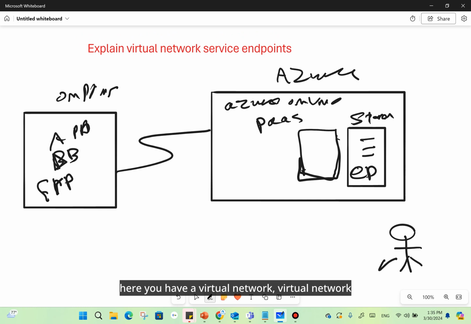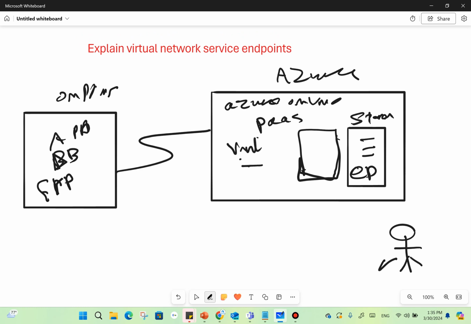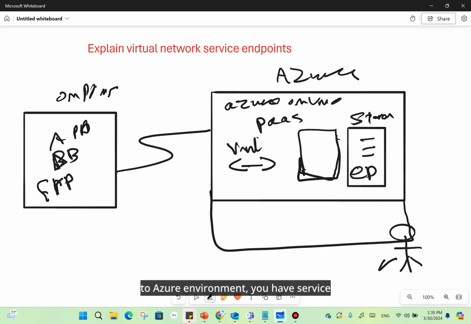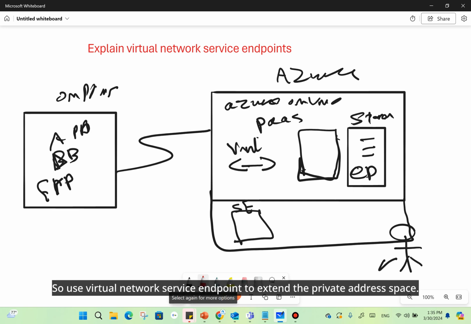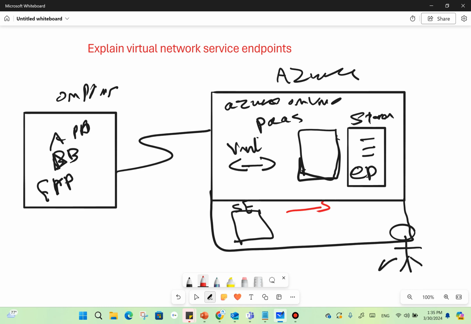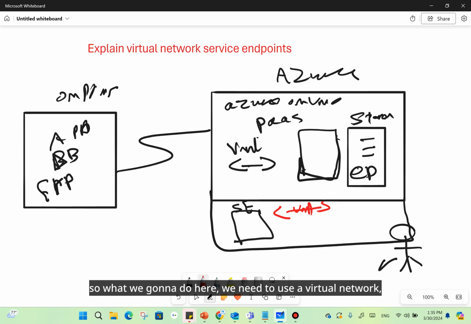So here you have a virtual network, and also in your Azure environment, you have a service endpoint. Let's take another color. So use a virtual network service endpoint to extend the private address space. What we're going to do here is use a virtual network service endpoint to extend your private address space in Azure by providing direct connections to your Azure service.